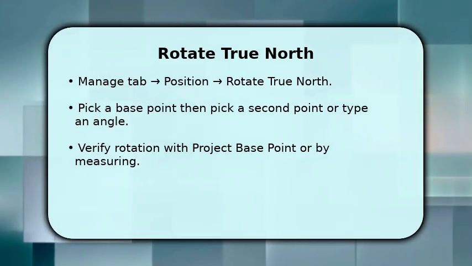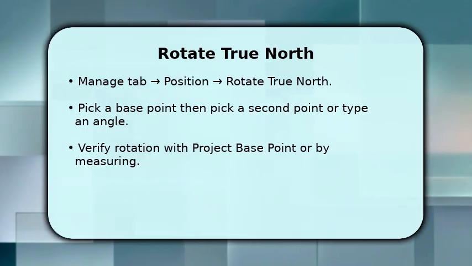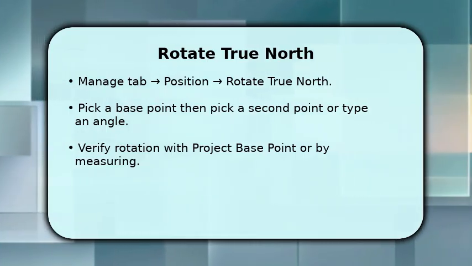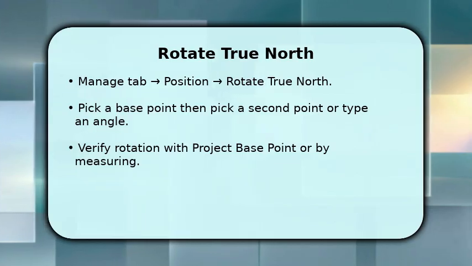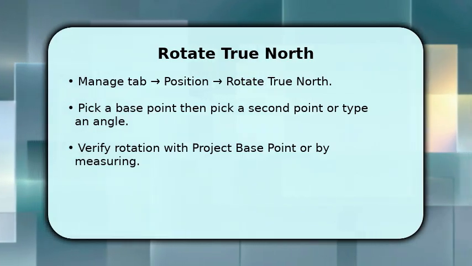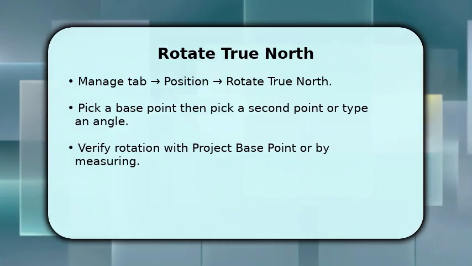You will be prompted to pick a base point. Choose the project base point or a known survey point so coordinates remain predictable. Drag to set the new orientation or type the exact angle if you have survey data. Once applied, check the rotation by measuring a known line or reading the project base point angle.